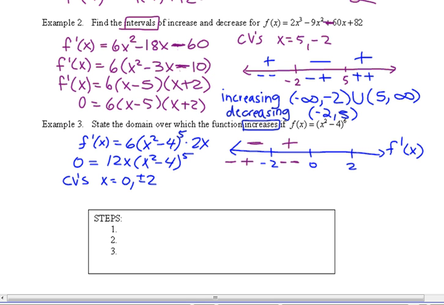Okay, 1, I'm going to do 1. 12 times +1 is positive. +1 squared minus 4 will give you a negative. So this would be a negative here. And then above 2, 3 is positive. 9 minus 4 would be positive.